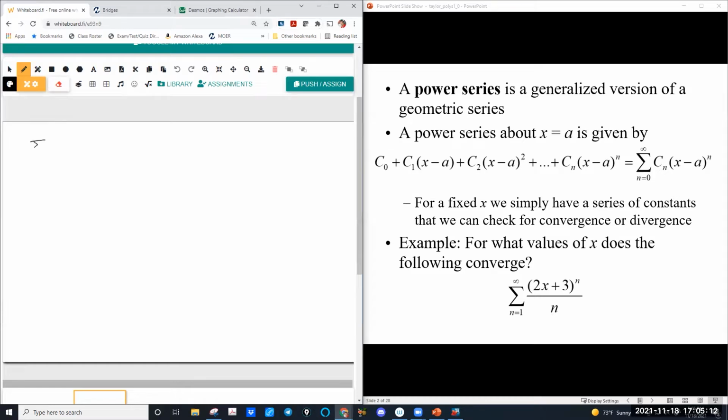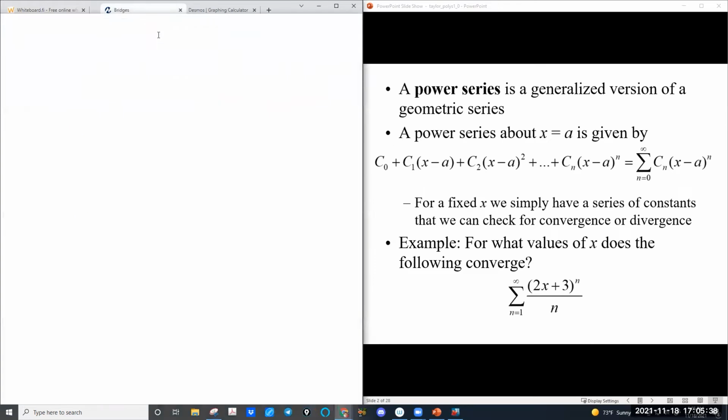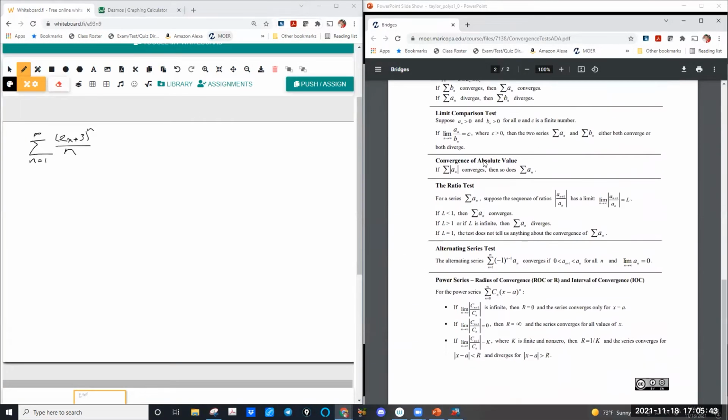All right, so here's our example. The sum of (2x + 3)^n over n, n equals 1 to infinity. All right, here's the nice thing about power series. To determine where they converge and diverge for what values of x, we don't have to worry about which test we're going to use. So if I bring up our tests from before, we're not worried about which test. We go right to the ratio test.